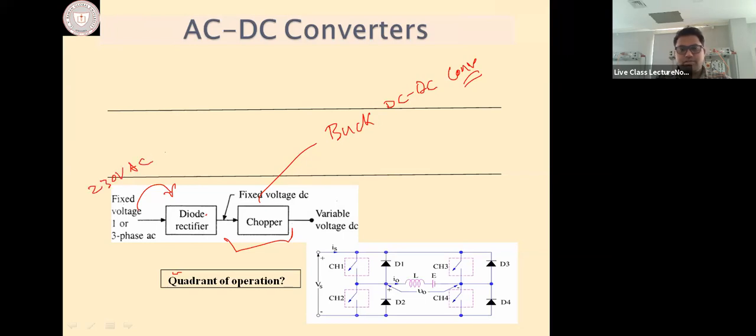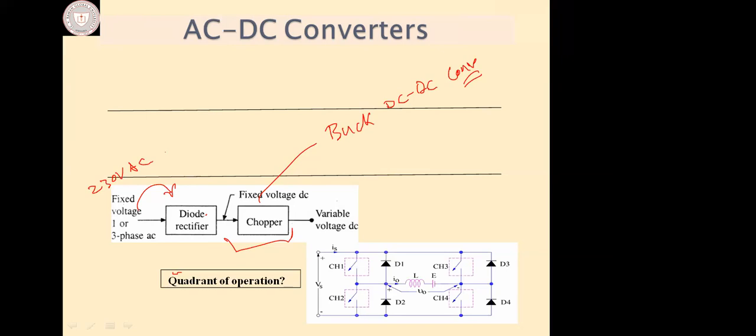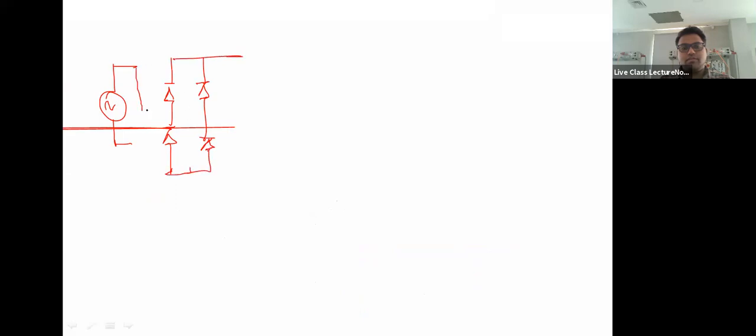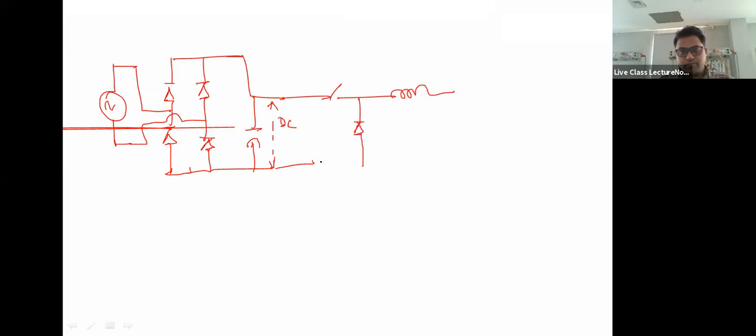So let me show you the entire diagram. What you can have is this AC going into an uncontrolled rectifier. No issue with that. This uncontrolled rectifier will give a fixed amount of DC. This is an input capacitor for the chopper. This can be now given to a buck converter. Hopefully you remember. We have done a numerical on this also, right?